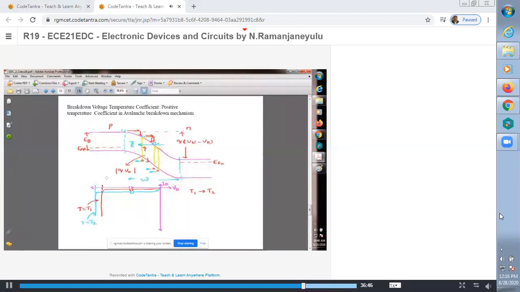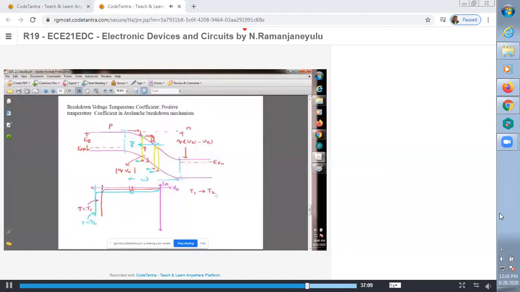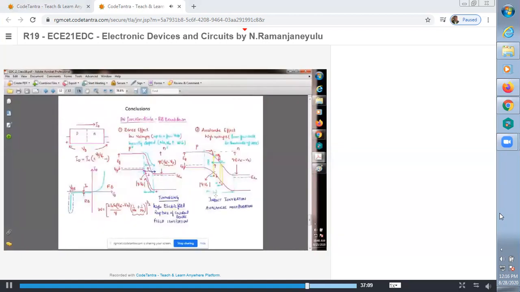So what type of temperature coefficient is this? Positive temperature coefficient. Remember this: avalanche breakdown has a positive temperature coefficient, whereas Zener breakdown has a negative temperature coefficient. Remember this. Okay, this is about the breakdown mechanisms in PN junction. This is the complete overview of PN junction breakdown.